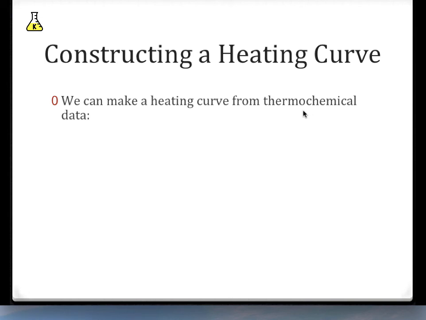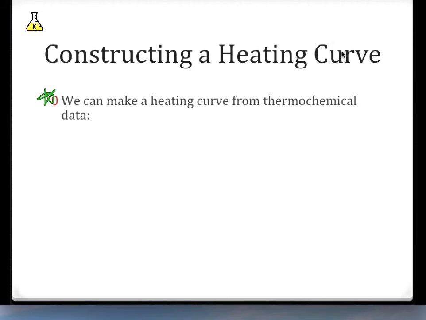All right, let's bring this video to a close with the last concept I wanted to talk about, which is constructing a heating curve. You can build one of those curves that we've been seeing in this video simply by looking at the same data we've been seeing so far. So what we're going to be doing here is taking thermochemical data. All that data we've seen so far is exactly that. Things like boiling points, melting points, specific heats, and heats of change. Those are all of our thermochemical data.